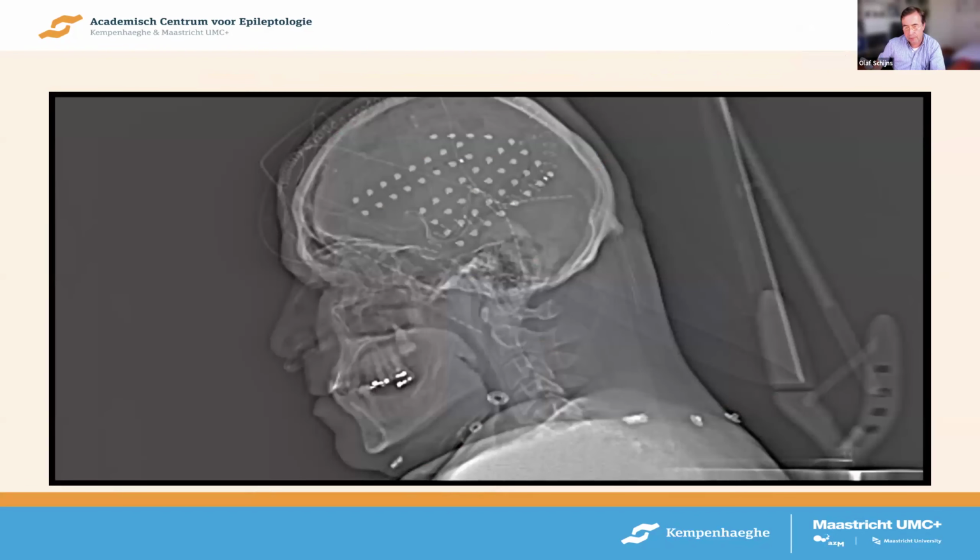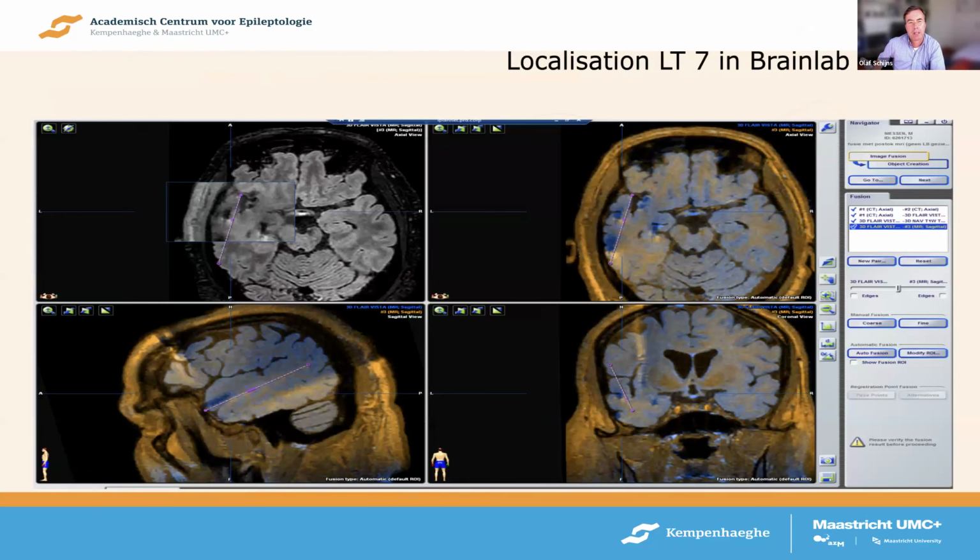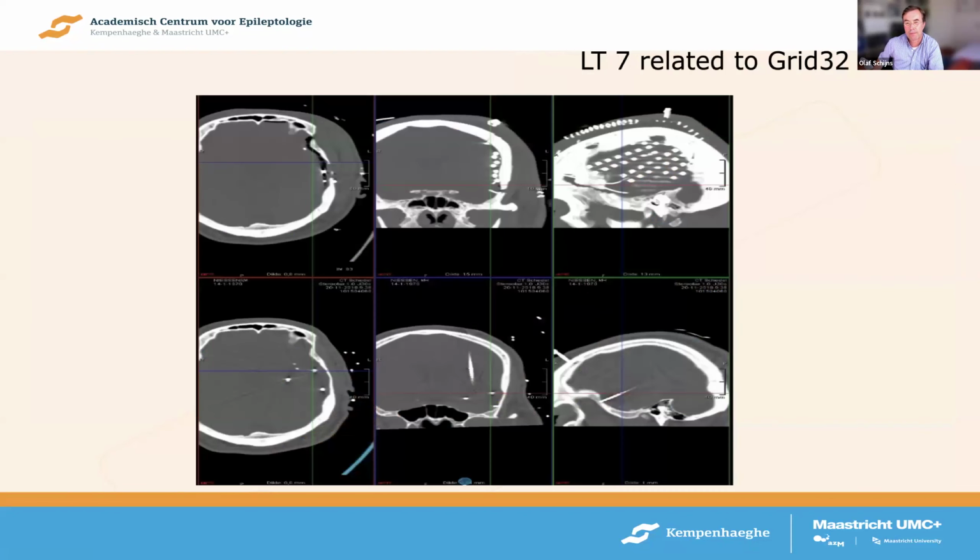This was the scan after implantation. And here you see the localization in BrainLab. We are using BrainLab for the SEEG, the localization of the depth electrode LT, number 7. That's where this point is and where you see the crosshairs. It's this electrode coming from dorsally to ventrally. And contacts 7 to 18 were very active during seizures.